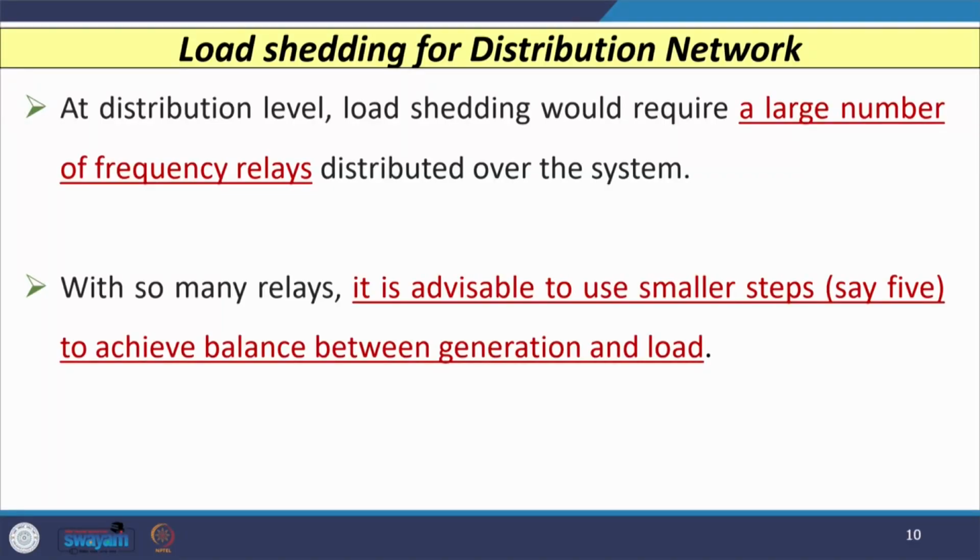Now, when we talk about load shedding for a distribution network, then at the distribution level load shedding would require a large number of frequency relays. With so many frequency relays, it is advisable to use smaller steps, let us say 3 steps or 5 steps, to achieve the perfect balance between the generation and the load.